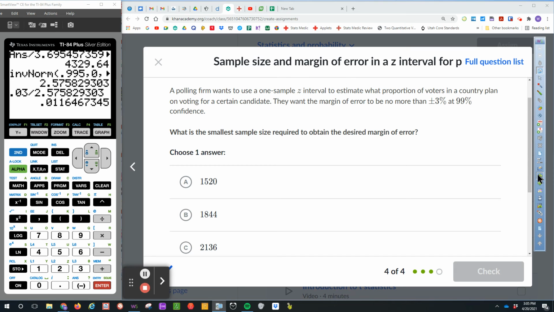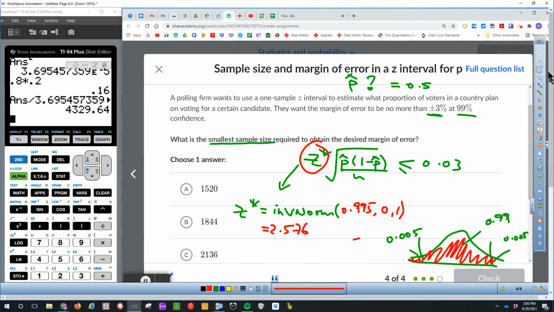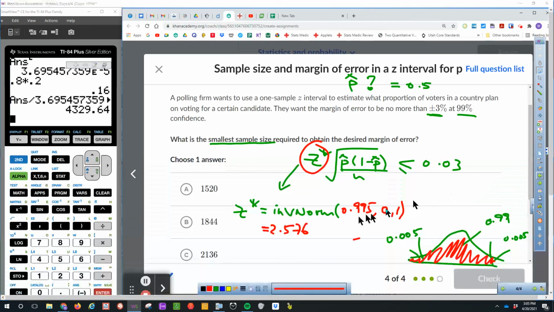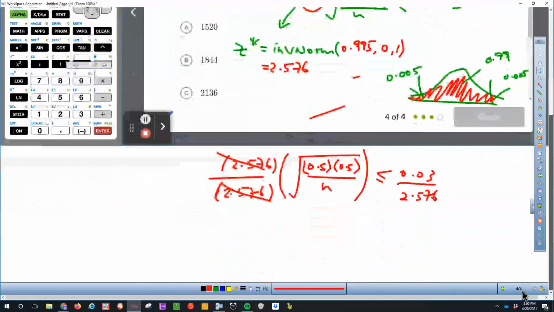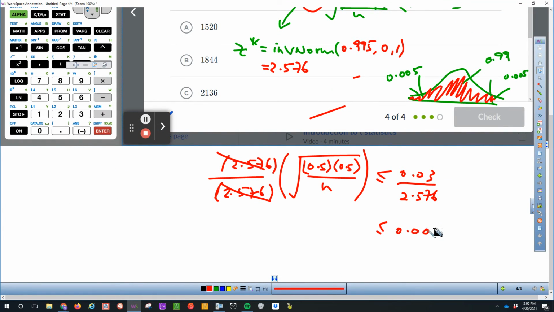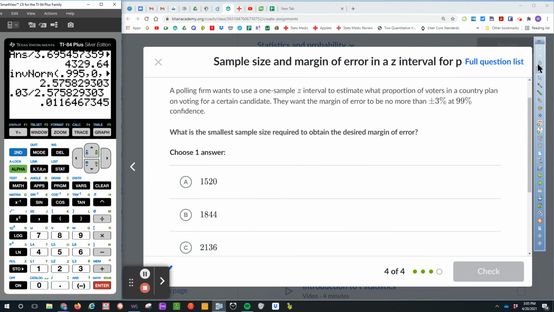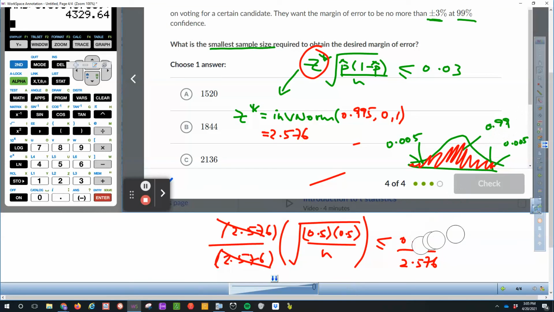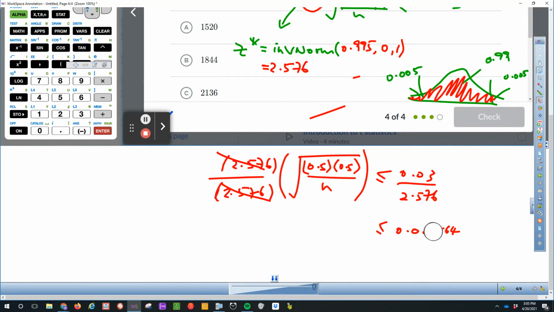I get this value, which is about 0.01164, 0.01165. Something like that, right? Maybe 0.0116. Okay, something like that.